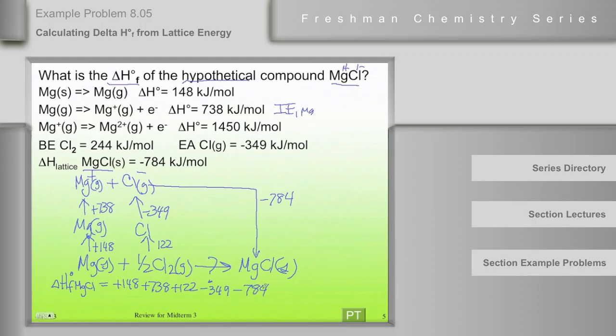So this is plus 148, plus 738, plus 122, minus 349, minus 784. Let's see if I calculated a number. I got negative 130 kilojoules, approximately. So the cycle will let you solve for any part of it, assuming that you have all the other parts. That's the power of the cycle.